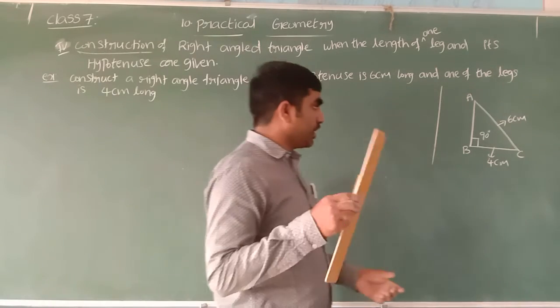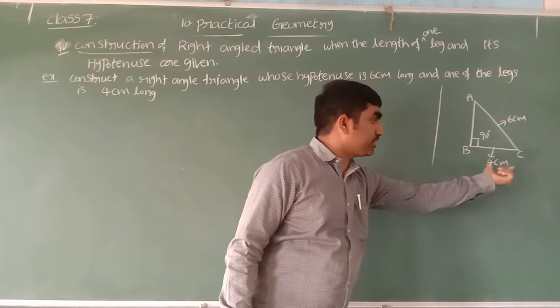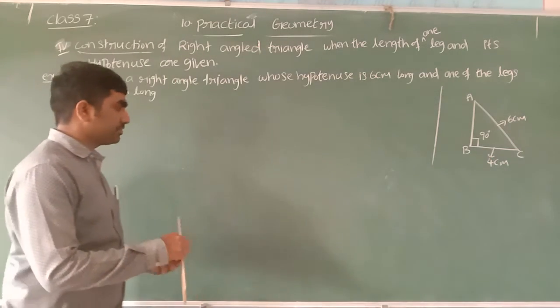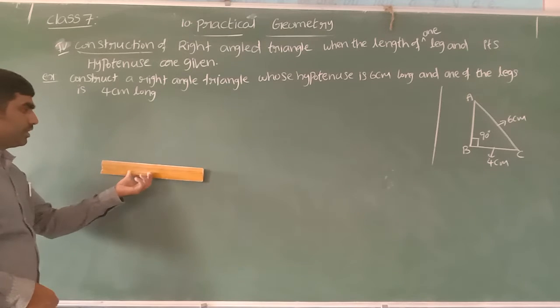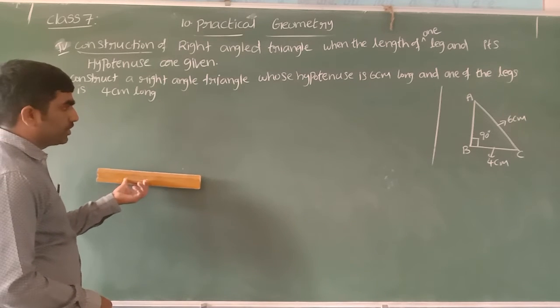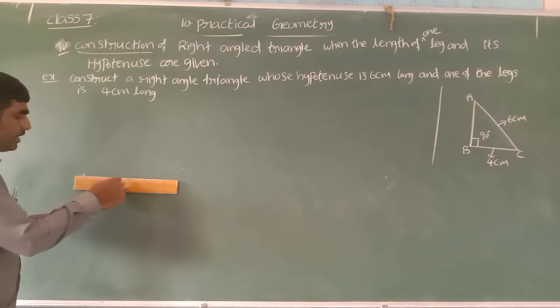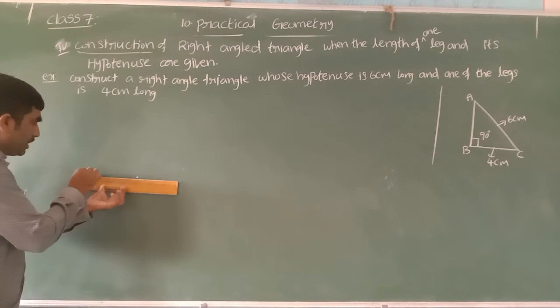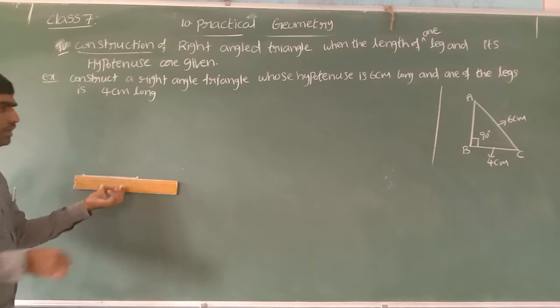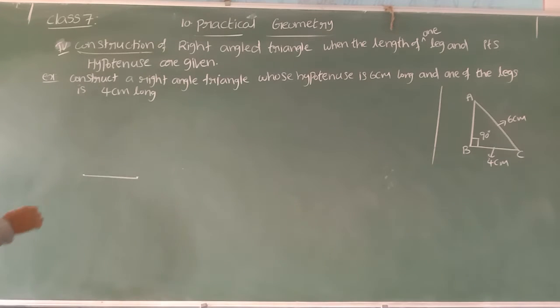First, by using a ruler, draw a line segment of length 4 cm. You can place one point at 0 and the other point at 4 cm. Now join these two points, whose length is 4 cm, and name the end points as B, C.